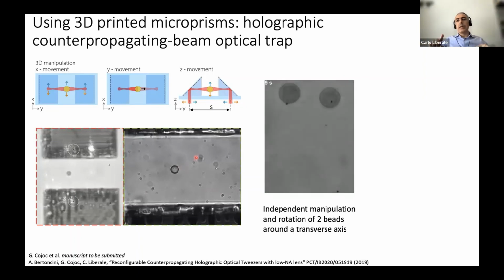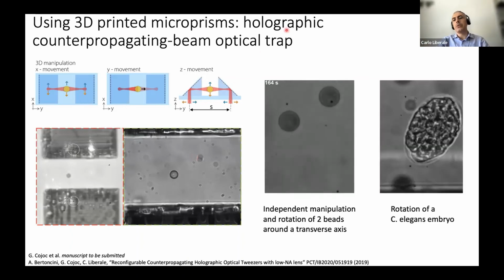And you can see here, looking from the bottom, two beads that we manipulate, and we can make them rotate one on top of the other very easily. And you see that one acts like a lens for the next one. Okay, again, this is a proof of principle. Why is it interesting? Because what we can do is rotate.